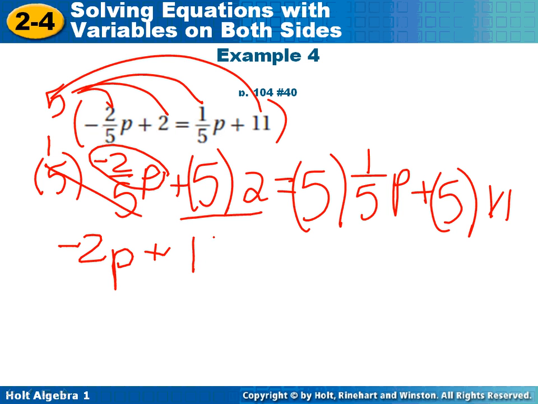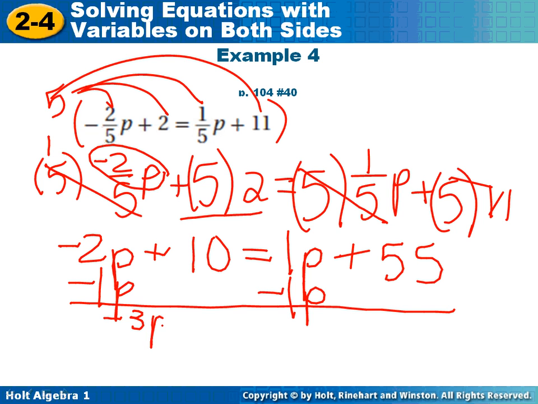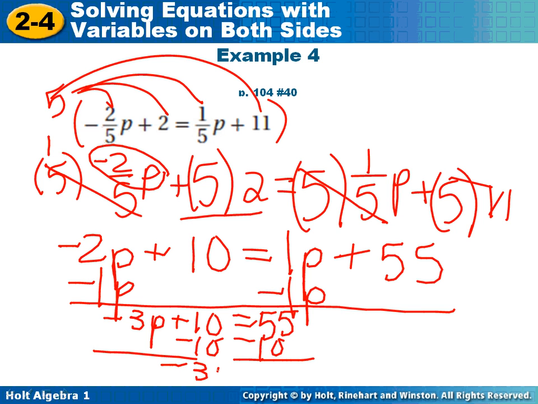Okay, now 5 goes into 5 one time, leaving negative 2p. 5 times 2 is 10. 5's cancel, and we're left with 1p. And then 5 times 11 is 55. Letters to the left, so I'm going to subtract 1p from each side. That gives us negative 3p plus 10 is equal to 55. Subtract your number to the right. Negative 3p is equal to 45. And dividing by negative 3, you would get negative 15.